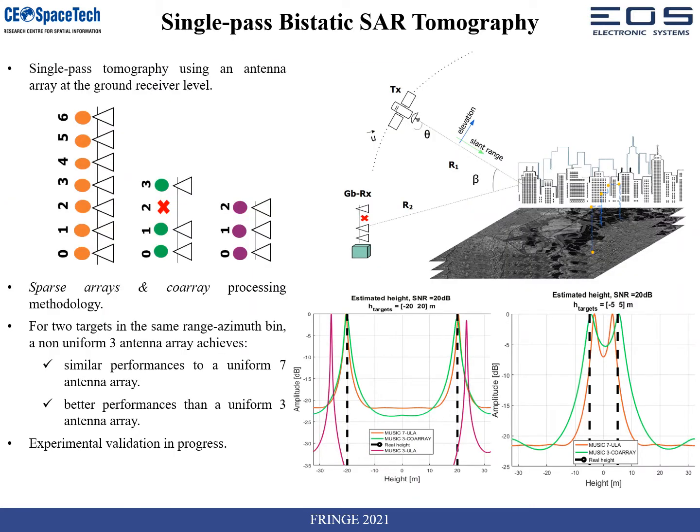In the case of single-pass bistatic SAR tomography, the elevation aperture is formed at the receiver level using a vertically placed antenna array. It can be shown that using the co-array concept, we can use a simple non-uniform array with three antennas to obtain similar estimation performances with a uniform linear array with 7 antennas if there are no more than 2 targets in the same range azimuth beam. Moreover, such a configuration achieves better estimation accuracies than a uniform linear array with 3 antennas. Ongoing work involves experimental validation of single-pass tomography using the non-uniform linear array.